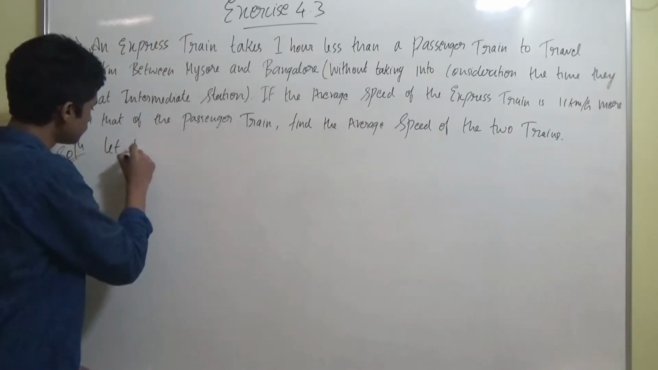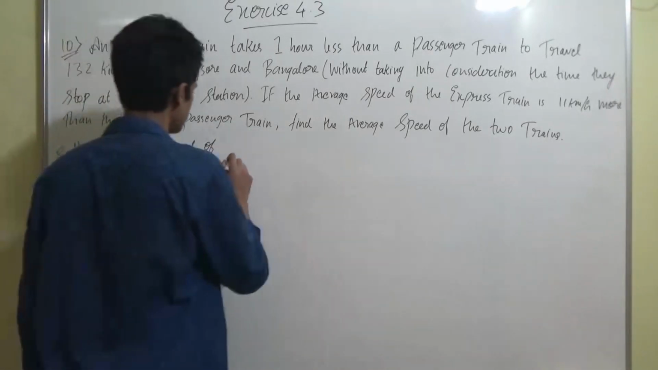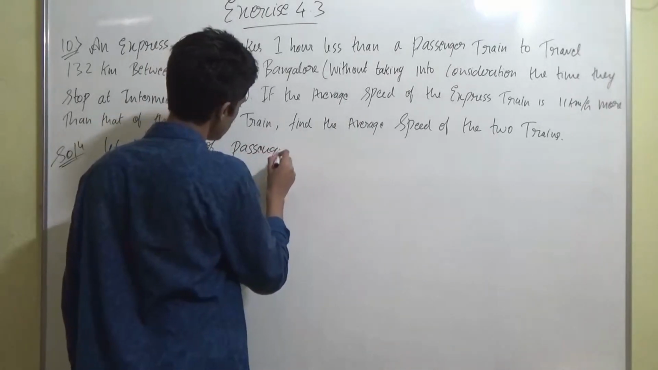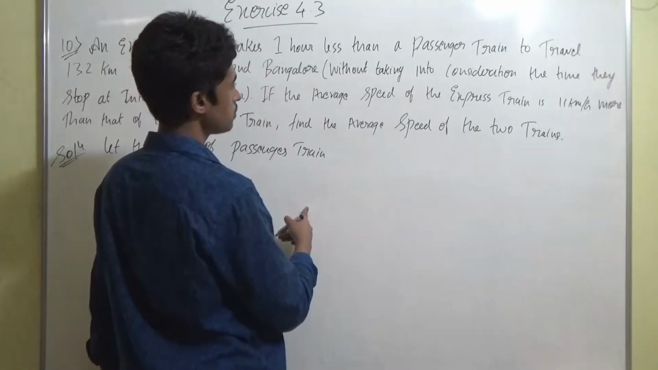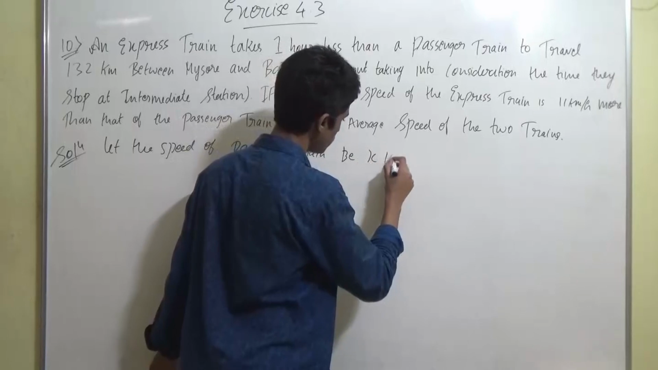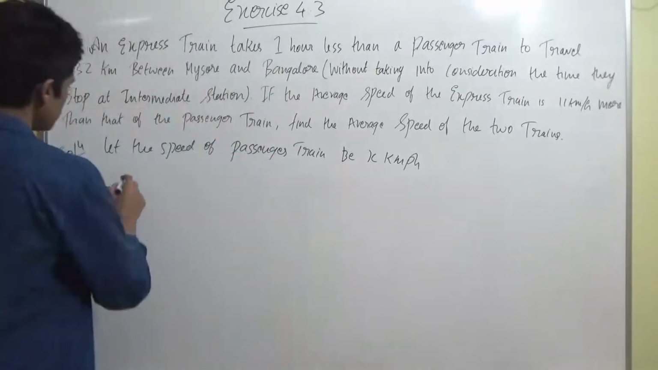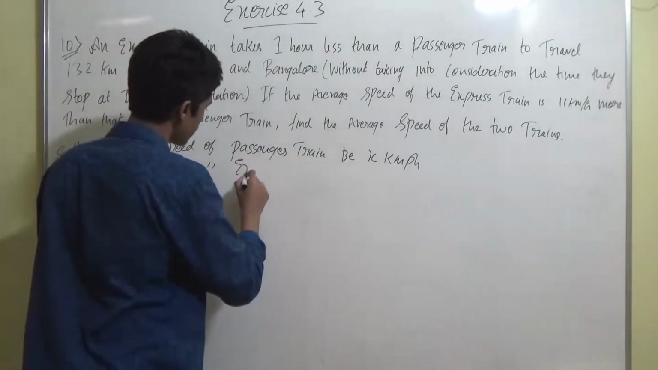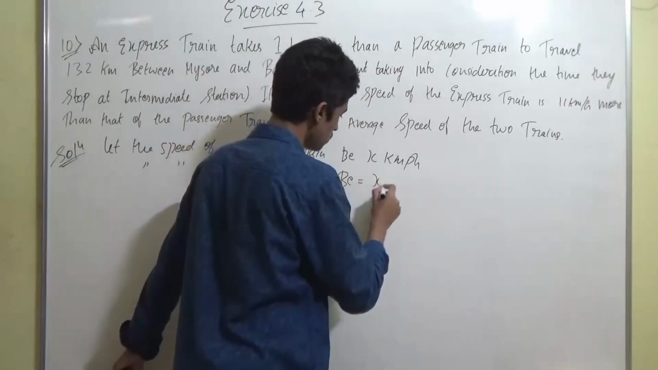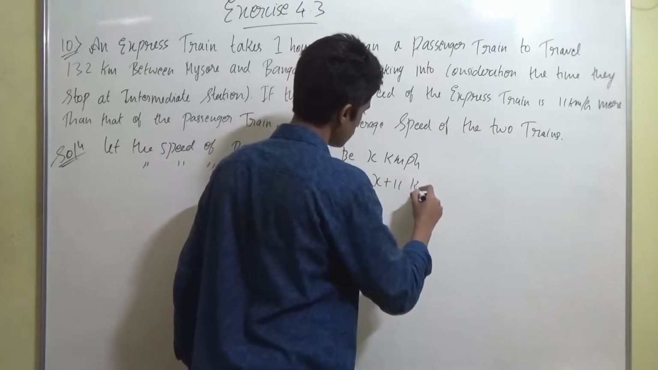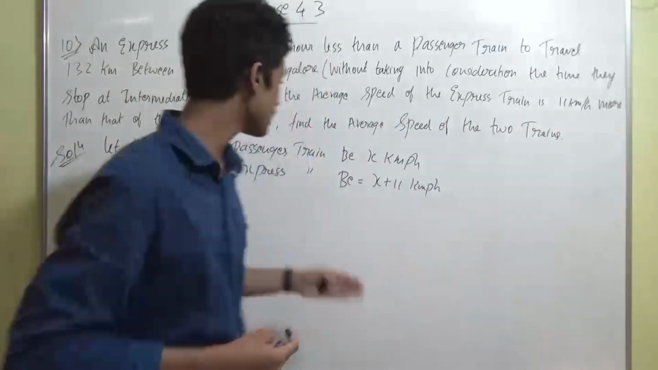So let the speed of passenger train be x kilometer per hour, right? Then the speed of express train will be equal to x plus 11 kilometer per hour. Correct, guys? Because here they have given 11 kilometer per hour more, which means x plus 11 kilometers per hour.